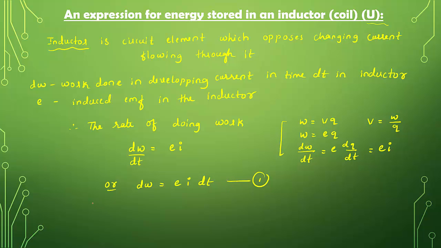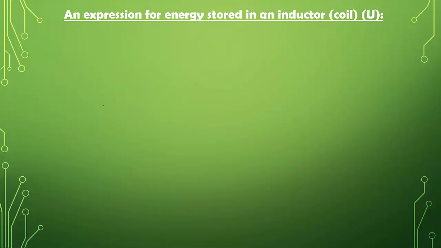We know that self-inductance is generally given by the equation E equal to L into di divided by dt. We studied this equation in the previous class. Let us take it as equation 2. Now substitute equation 2 in equation 1. Equation 2 is E equal to L di by dt, which we have to substitute in equation 1.